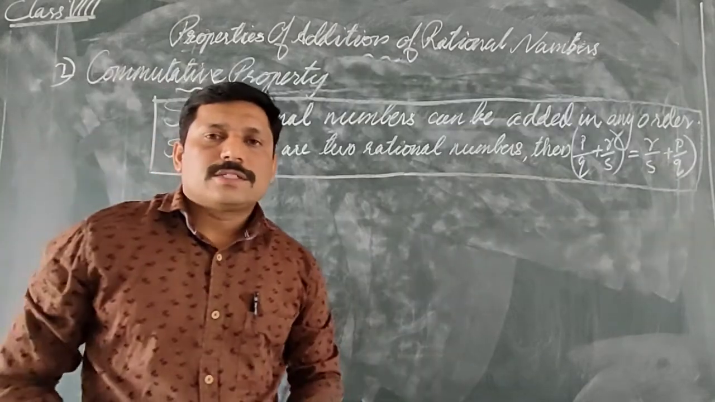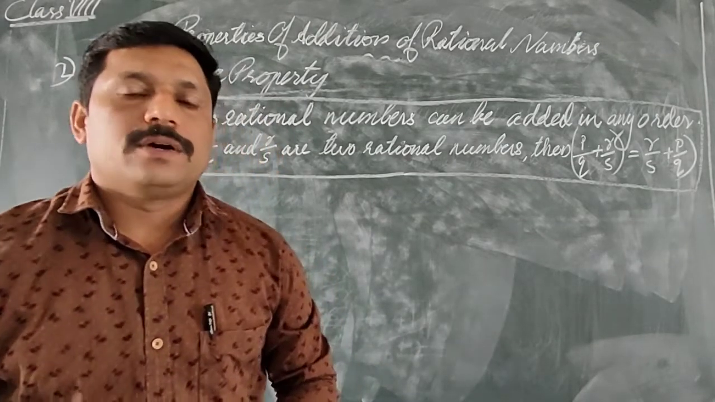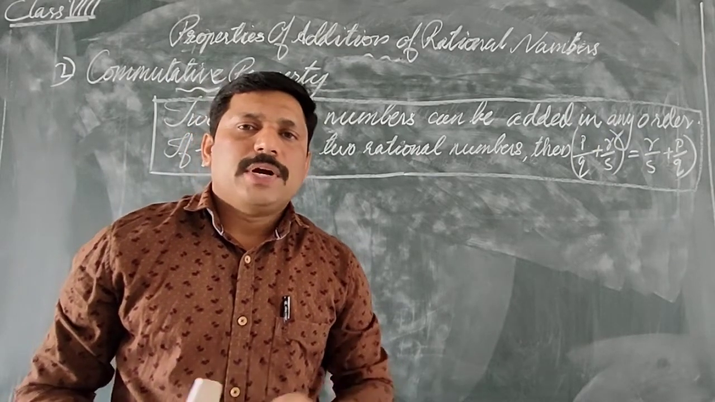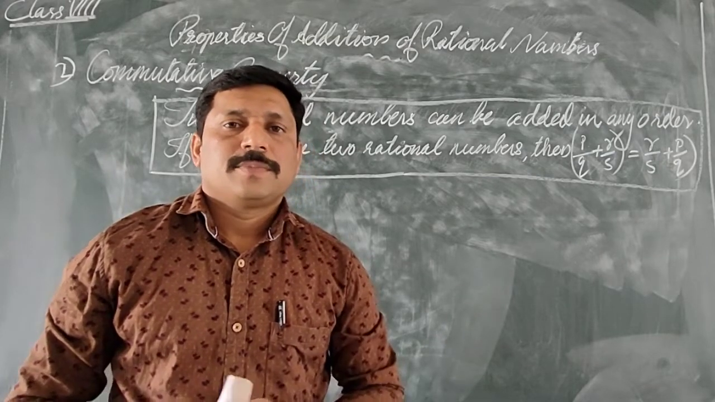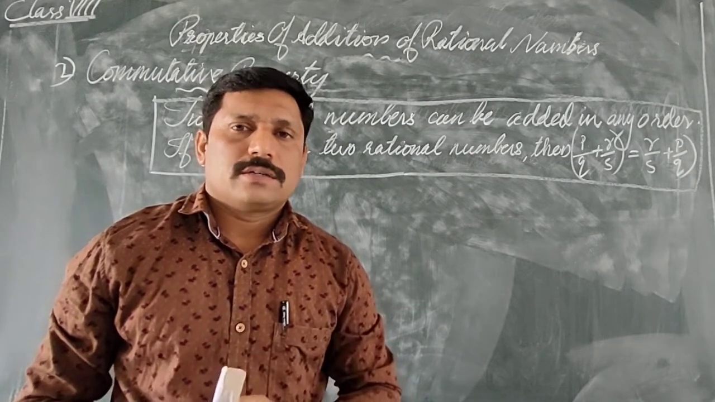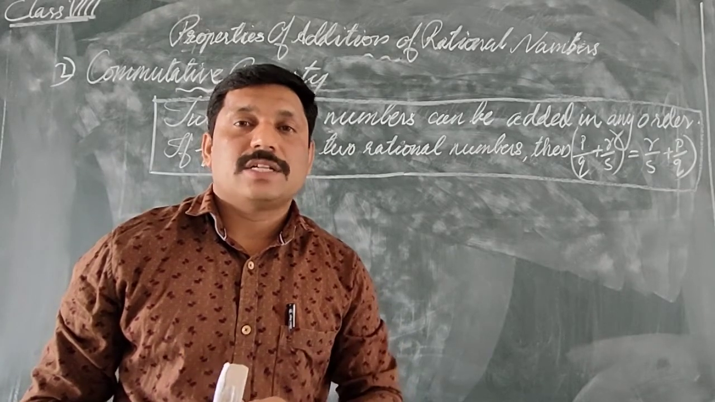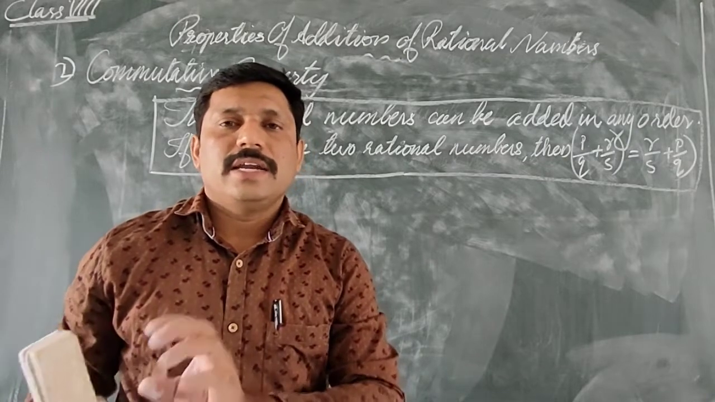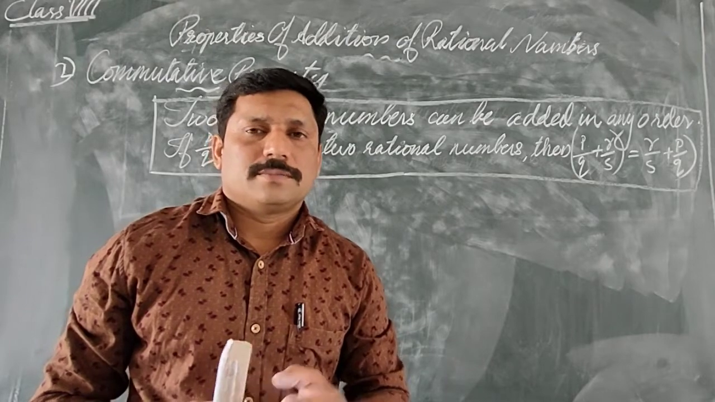Okay. Now, students, we will see the second property. The second property is the commutative property of rational numbers. What is the commutative property of rational numbers? This property states that two rational numbers can be added in any order. Even though we change the order of the rational numbers, the result will be the same, which means the answer will be the same. It will not affect the result.